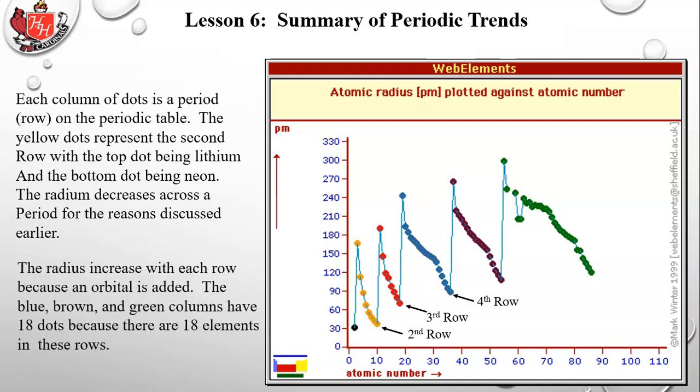So the radius increases with each row because an orbital is added. The blue, brown, and green columns have 18 dots because there are 18 elements in these rows.